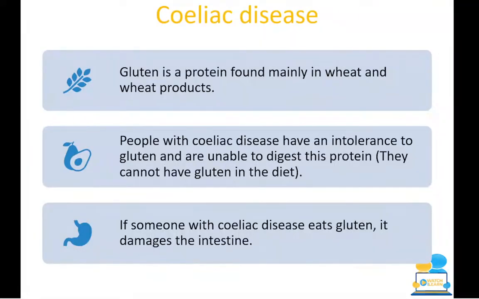So celiac disease. Gluten is a protein which is found in wheat and other products. People with celiac disease are intolerant to gluten, which means they can't digest it properly. Essentially you have to cut all gluten products out of the diet, because if they do consume gluten, it's going to damage their intestine on a long-term basis and cause a multitude of symptoms in the short term.